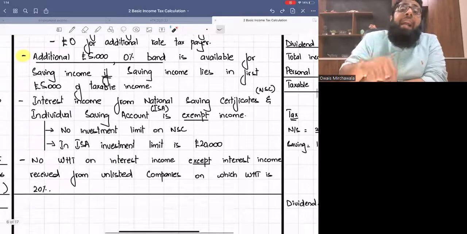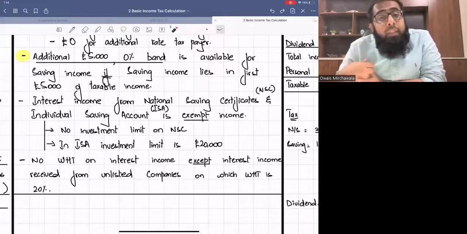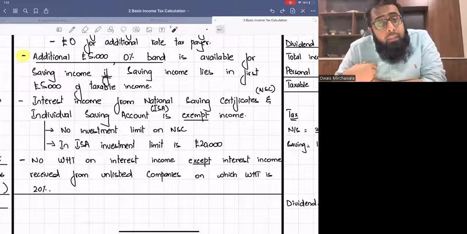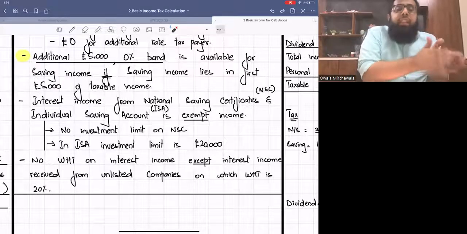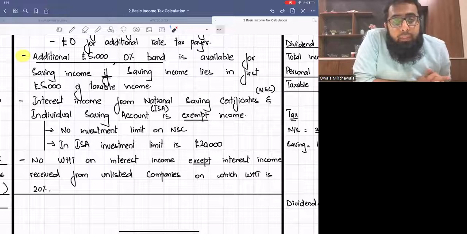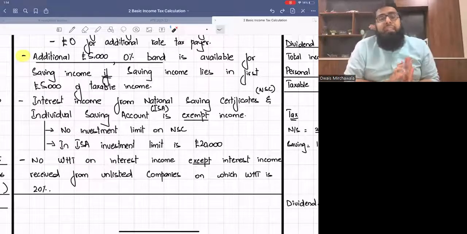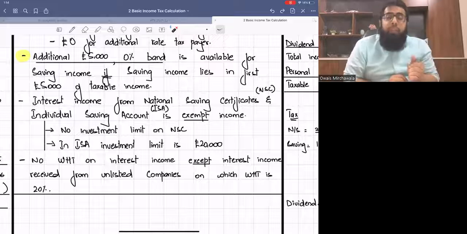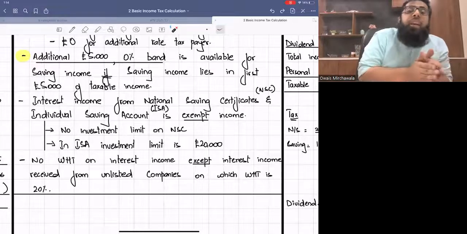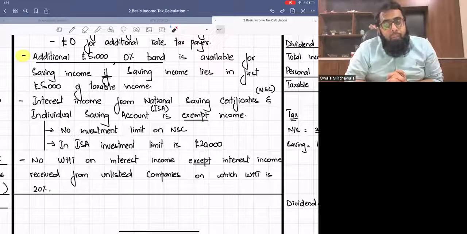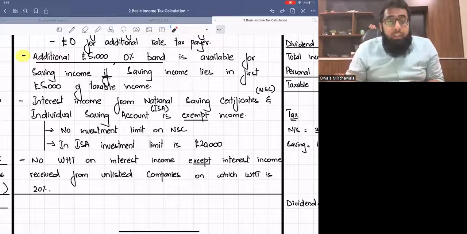Saving income will get an additional 0% band of £5,000 if saving income lies in the first 5,000 of taxable income. Now this can only happen if the non-saving income is less than 5,000, because when non-saving is less than 5,000, the saving income will get space in the first 5,000 slot. This rule will get clear when we do the practice question, so don't rush.